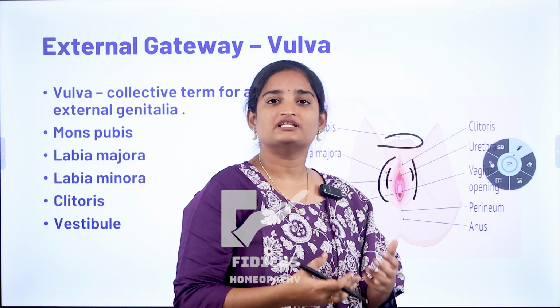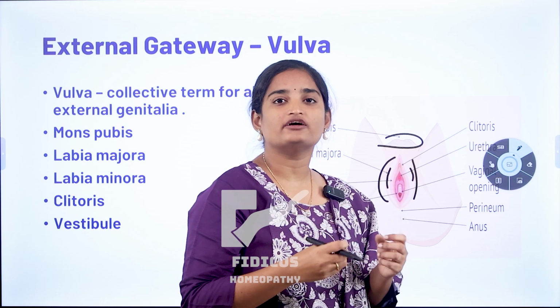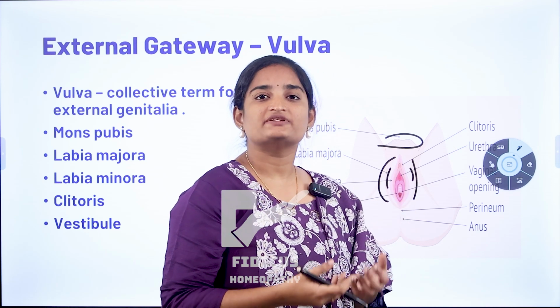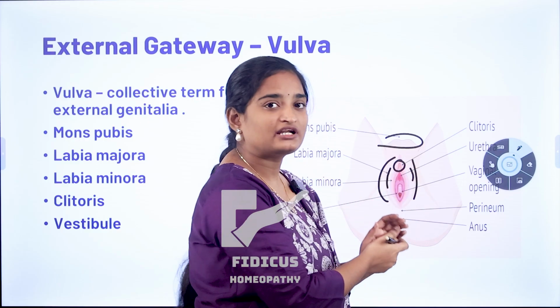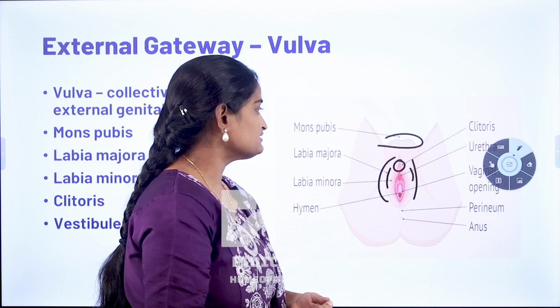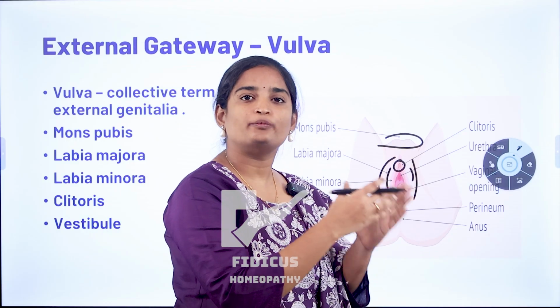Clitoris. The clitoris is present at the upper part of the labia minora. The clitoris has a lot of nerve fibers. These nerve fibers help in sexual excitement. So this part is called the clitoris. And the other one is the vestibule. The vestibule is the area which surrounds the urethral opening and vaginal opening.